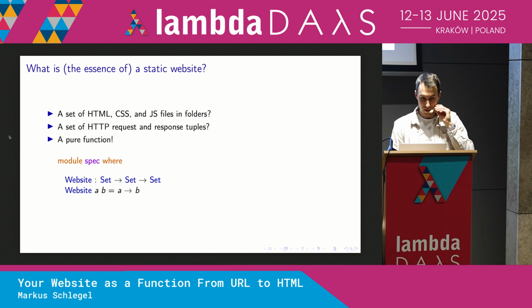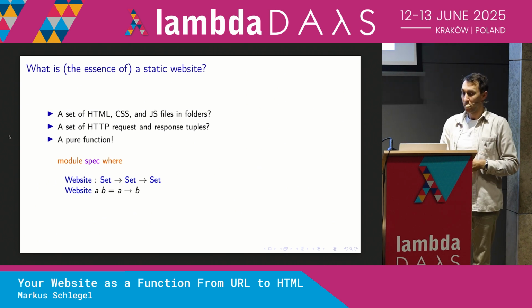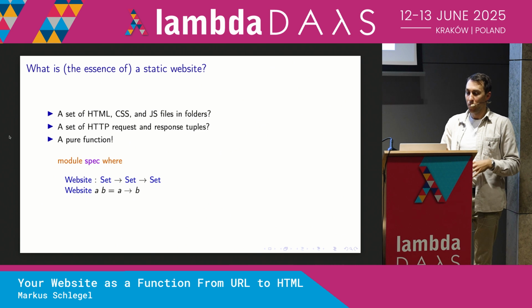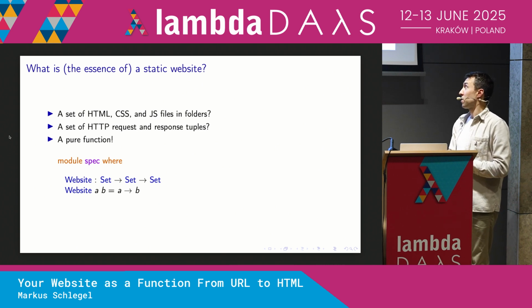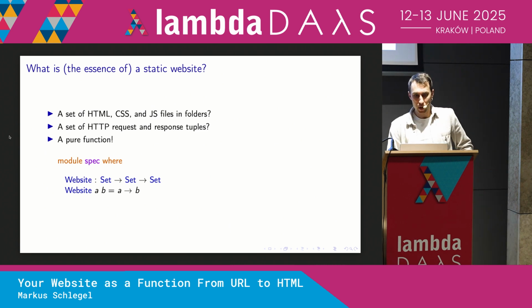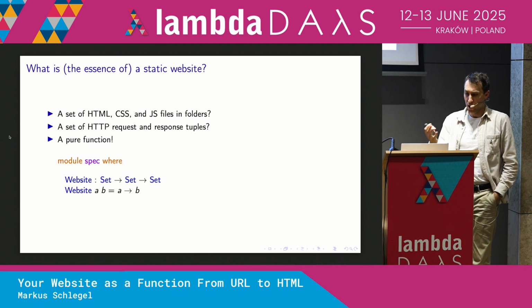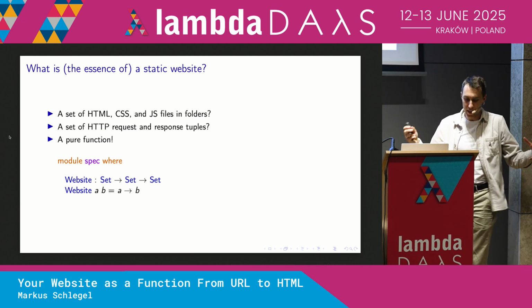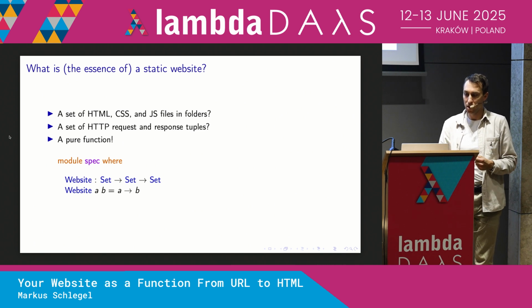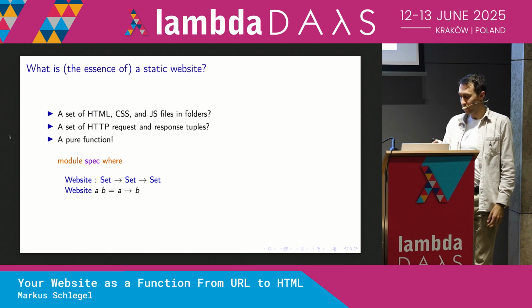So for this talk, I want to go a few steps back. So forget about this OCaml stuff for now. We want to derive this idea from first principles, basically. And then we have to ask ourselves again, what is a static website, or what is the essence of a static website? So already we saw one representation, which is this set of HTML, CSS, and JS files in folders, but that's just one representation. For example, as a user in the web browser, you don't see any files, you just see HTTP request and response tuples, right? So the underlying idea behind those 2 representations, of course, I think, is a pure function.